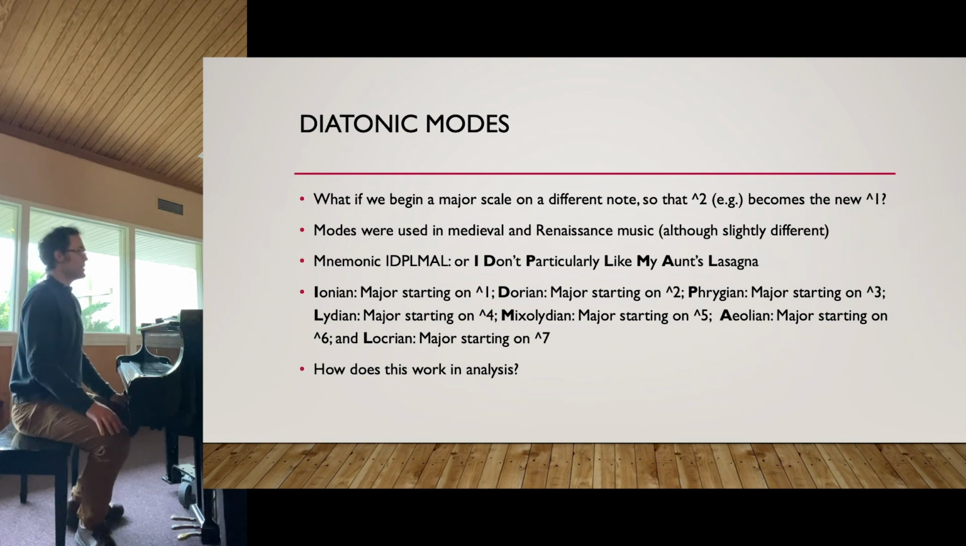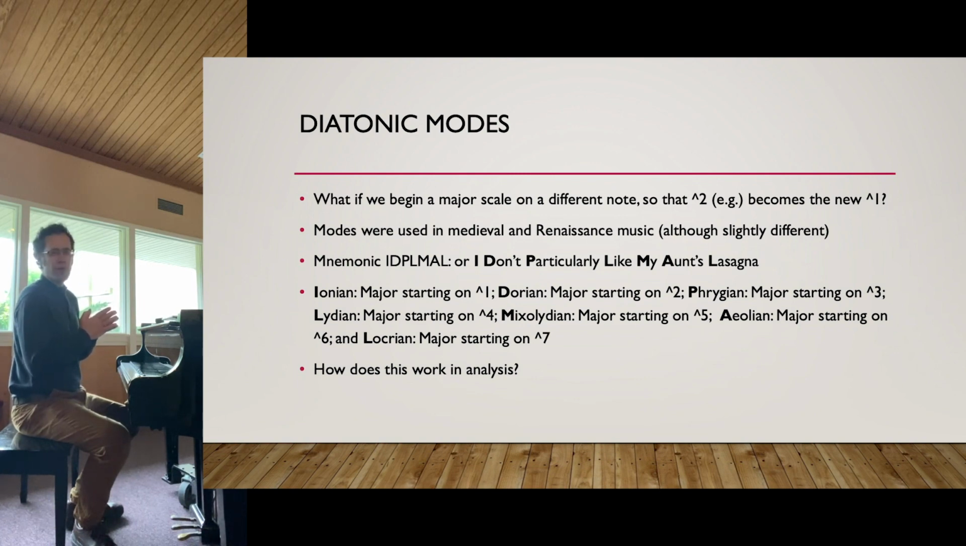Okay. Now, the diatonic modes were used in medieval and Renaissance music, although they were slightly different. They had a different idea of what a mode was. For what we're going to do, we're going to use a memorization strategy called a mnemonic, and it's going to be Ionian, Dorian, Phrygian, Lydian, Mixolydian, Aeolian, Locrian. And if you take the first letters of each of those and come up with a silly saying, I have the sentence, I don't particularly like my aunt's lasagna. And there are other ones that I've heard, but I like this one.